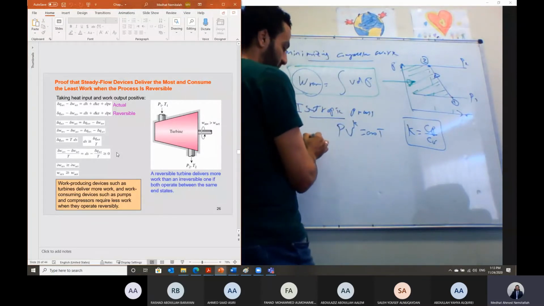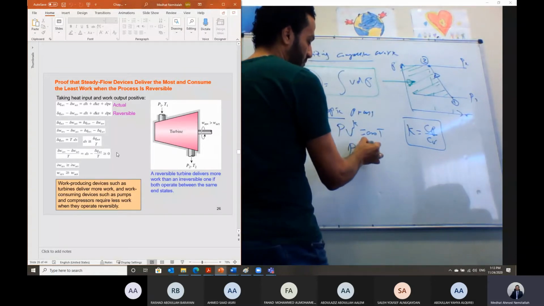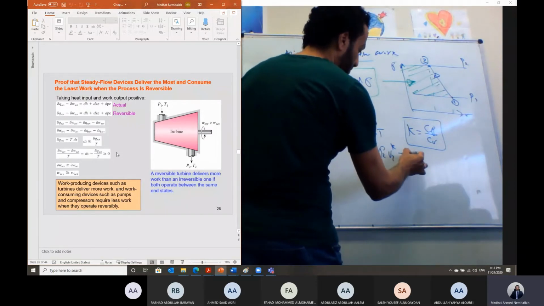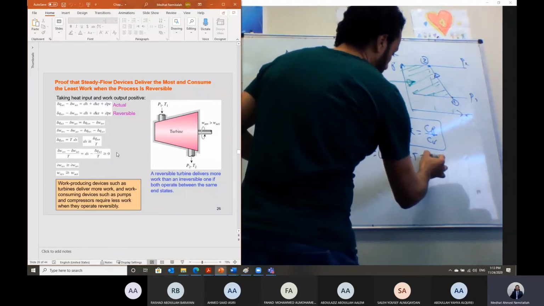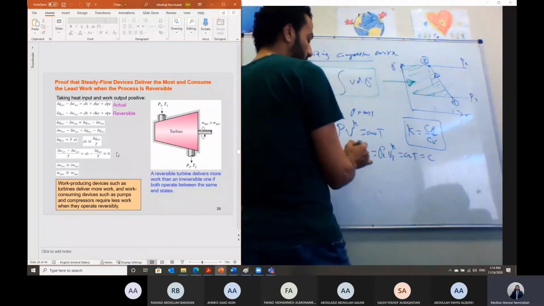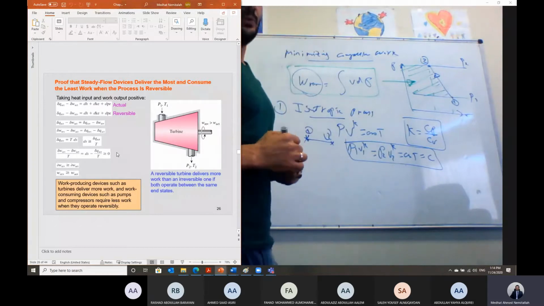That means if this compressor goes from state 1 to state 2, we can say P1 V1 to the power k is equal to P2 V2 to the power k, and it is equal to a constant. We can call it C. So the constant is equal to P1 V1 to the power k. It is the same as P2 V2 to the power k.